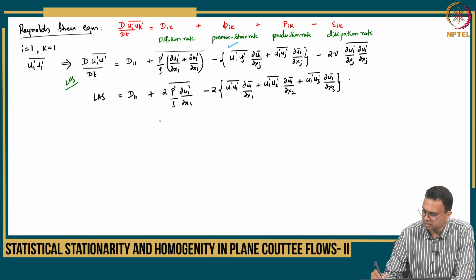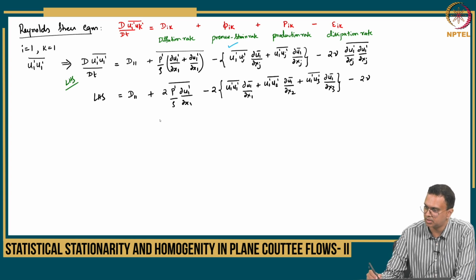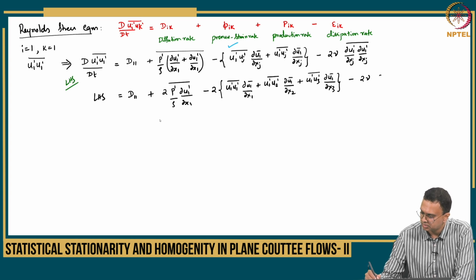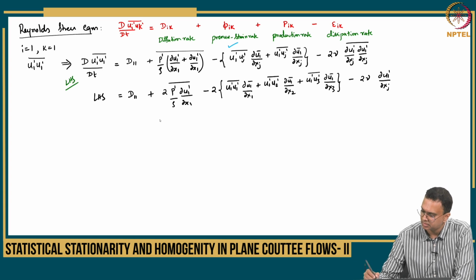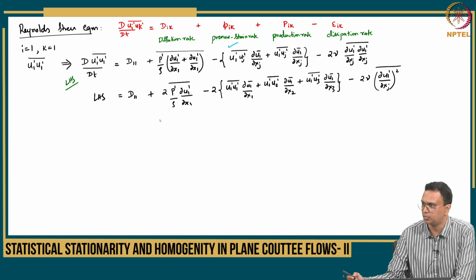Okay, minus 2 nu, this you see is the same term, so it is squared. So this is dou u1 prime by dou xj squared, dou xj, it will be squared here, right? So this is a square term, so it will become dou xj.